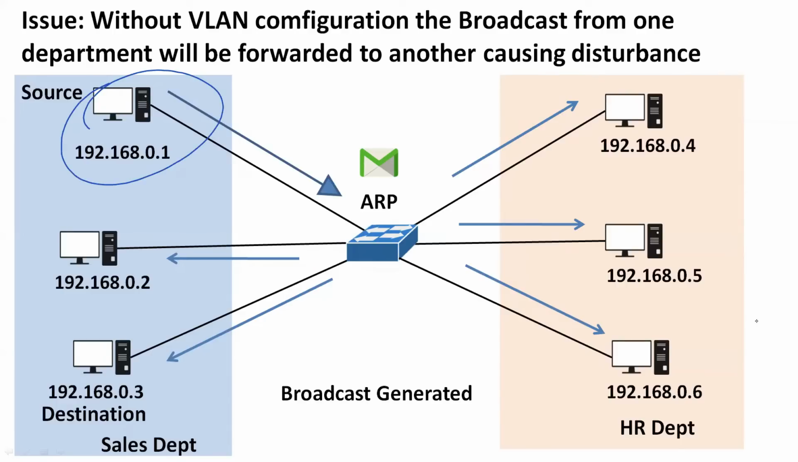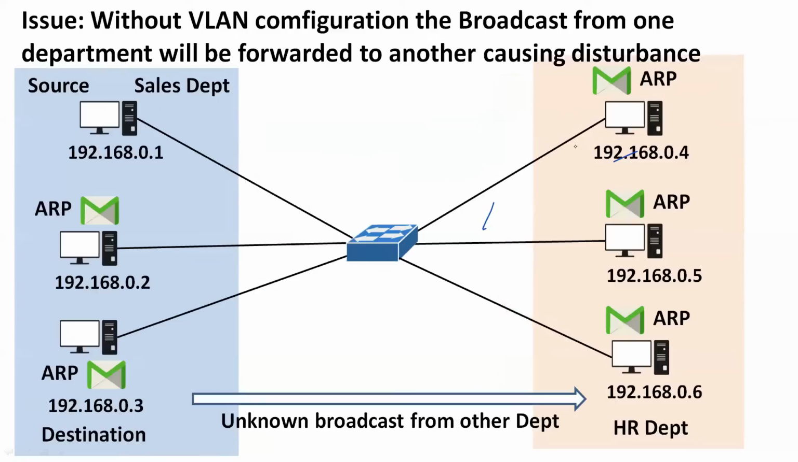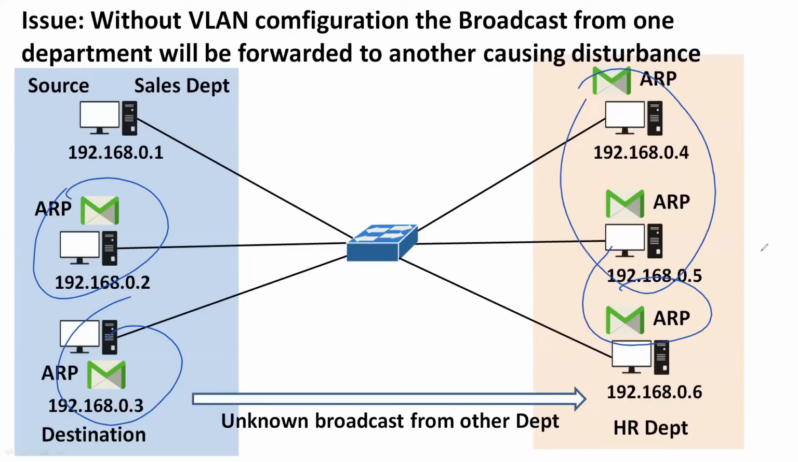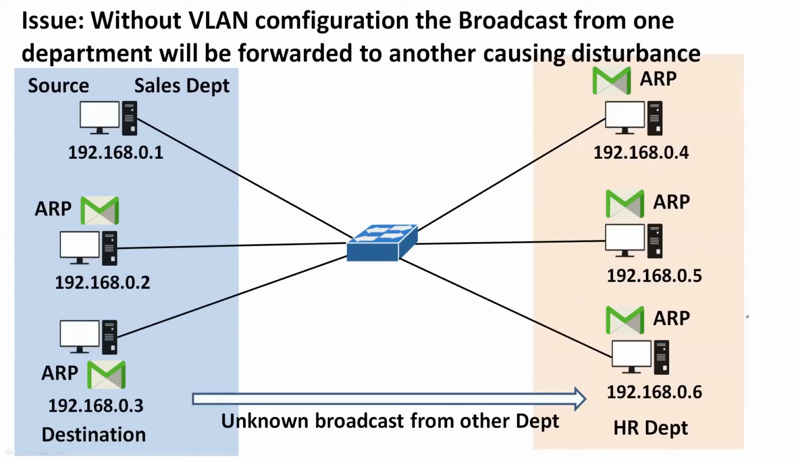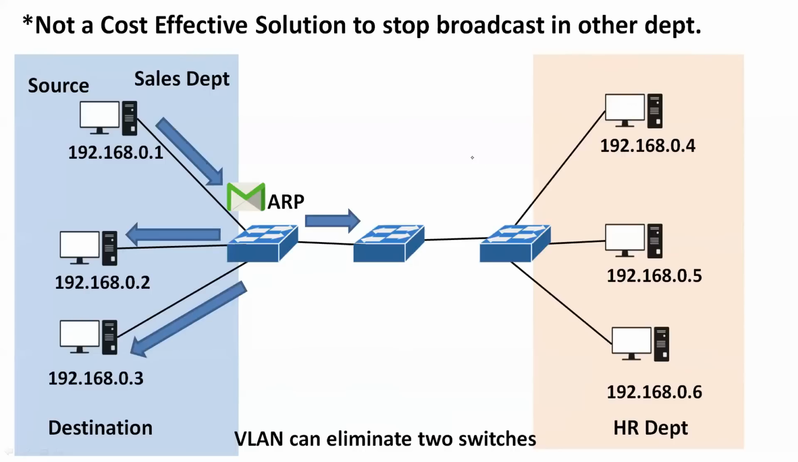Now, as we have discussed, this broadcast will be forwarded everywhere in the network. So you can see that all the PCs have the same broadcast. This will have the broadcast, this will have the broadcast, this will have the broadcast. Everyone has the broadcast except what? The source. Why? Because this ARP request is generated for the broadcast MAC address.